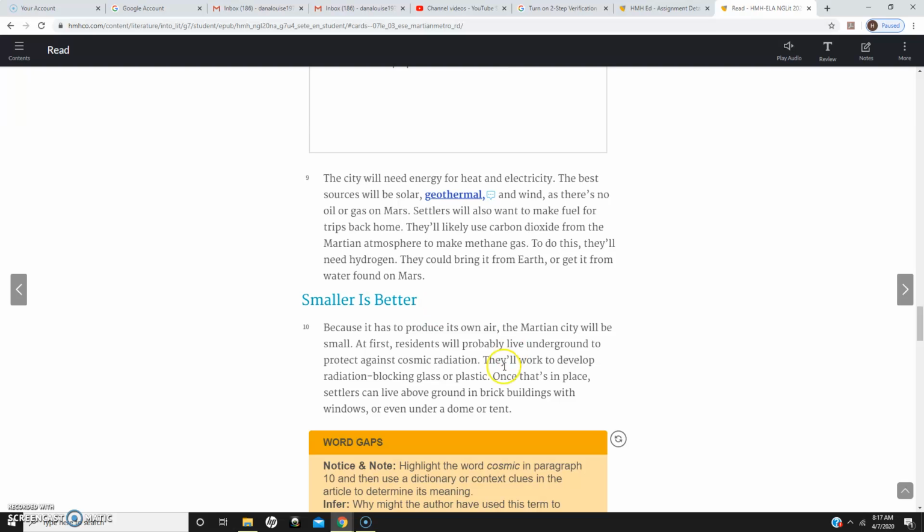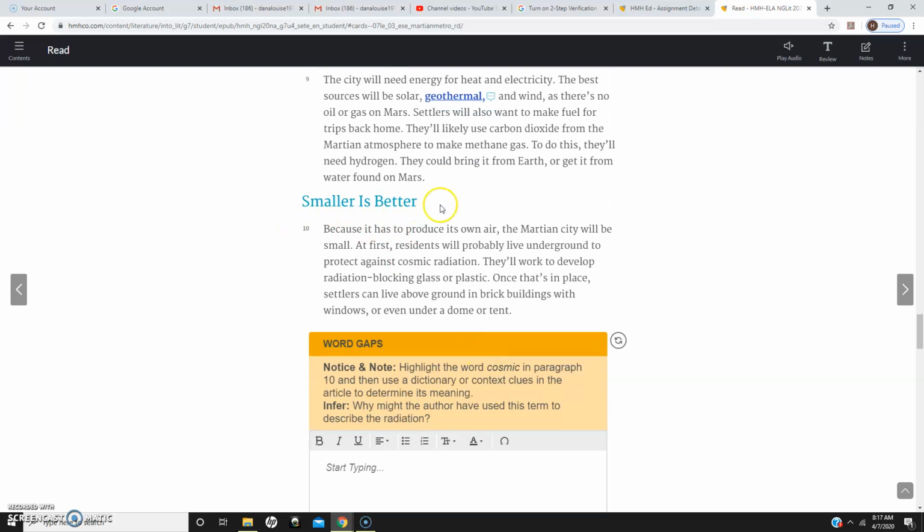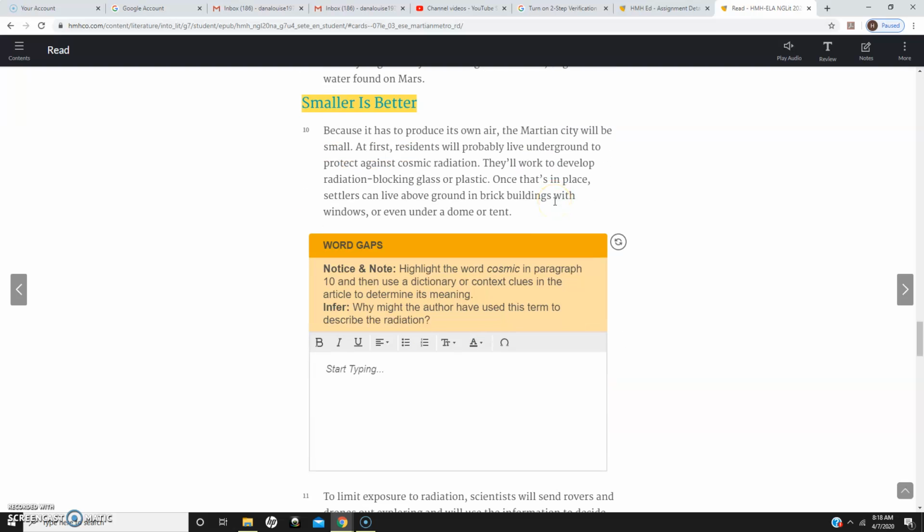So I'm going ahead and moving on. I have another subheading here. Smaller is better. I'm going to go ahead and highlight that. Also remember, look at your term here. If you're not sure what geothermal, what that word means, you also have this to look it up. Relates to internal heat on the earth. So there you go. So moving on to 10.